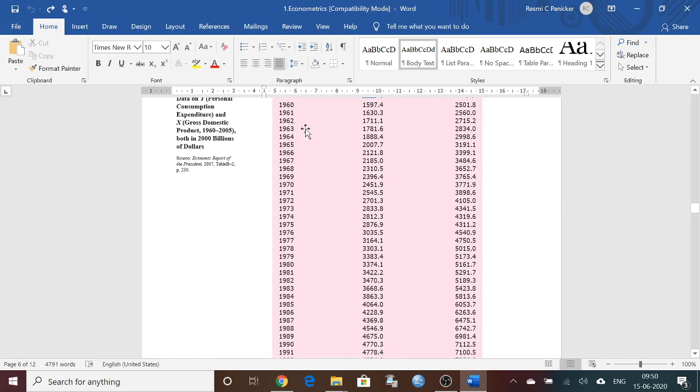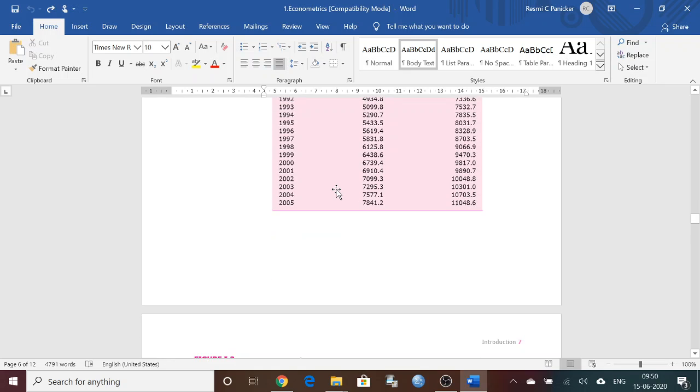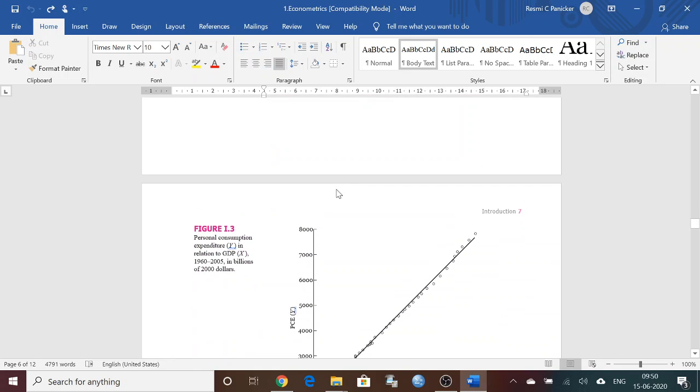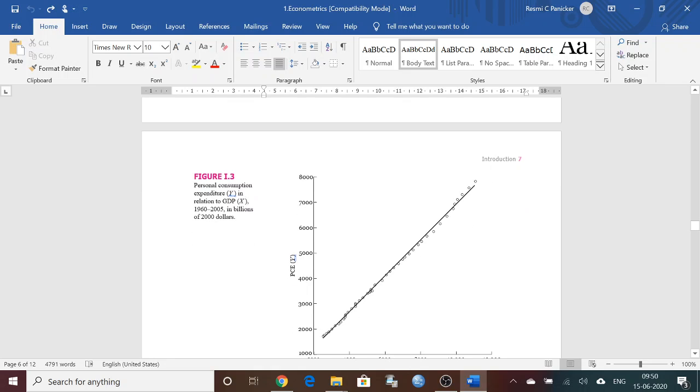See, this is time series data. In this reference textbook, time series data is used for this regression analysis, and I will tell you the nature of data types in the next video. So here we are going to collect cross-sectional data. That is, for one time period we are collecting data on consumption and income.